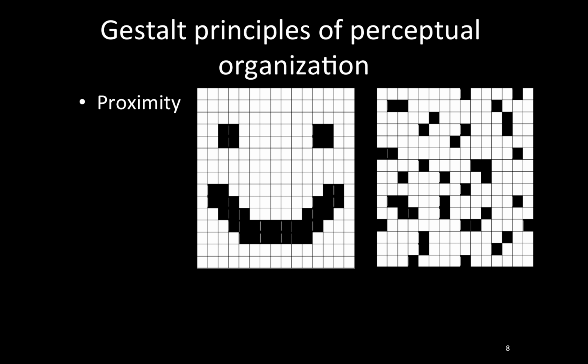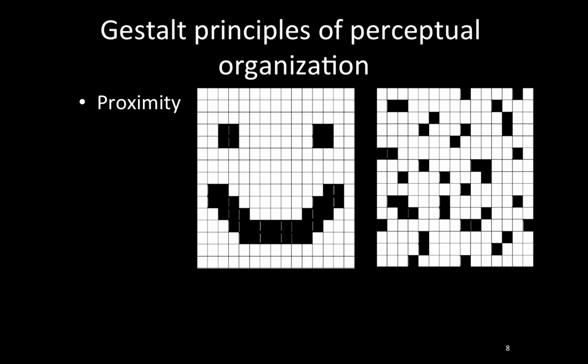Why? Because we say these things are close to one another. That seems to make sense to me. It looks like a smiley face. And these things over here, they're far away from each other. They don't seem to form any really recognizable pattern. They don't seem to go together. That's the idea of proximity.